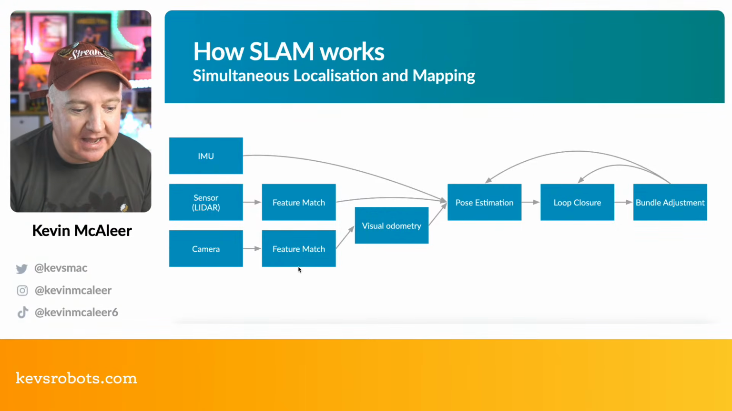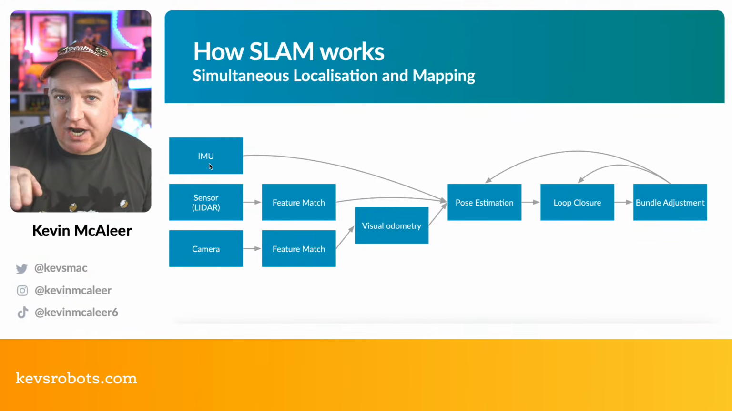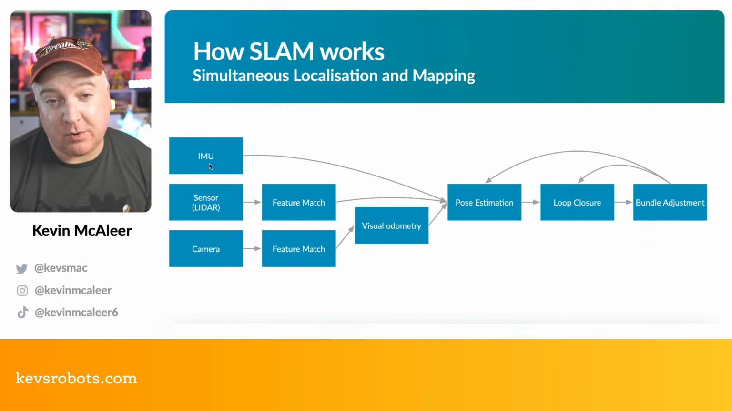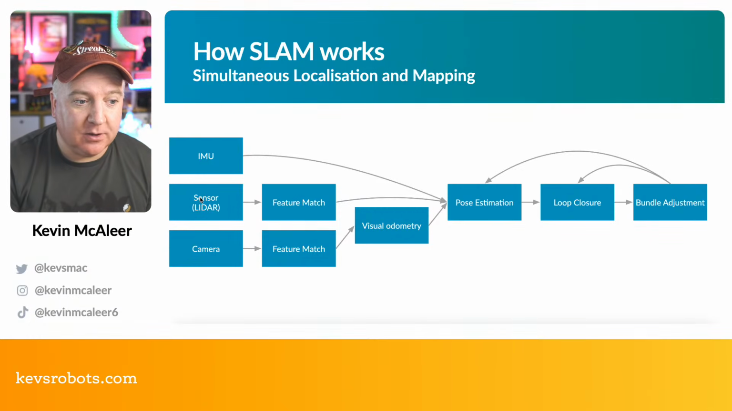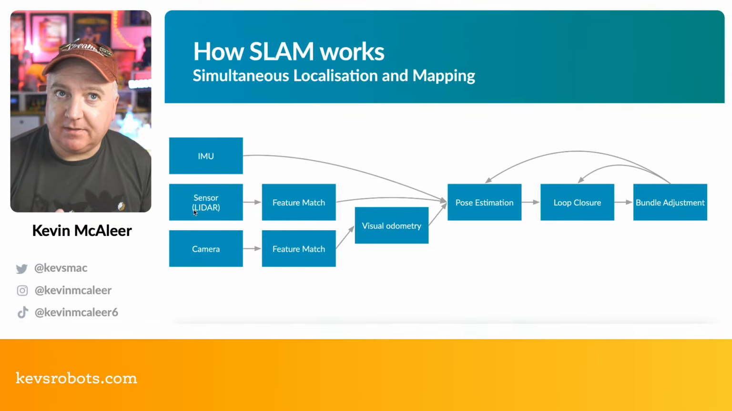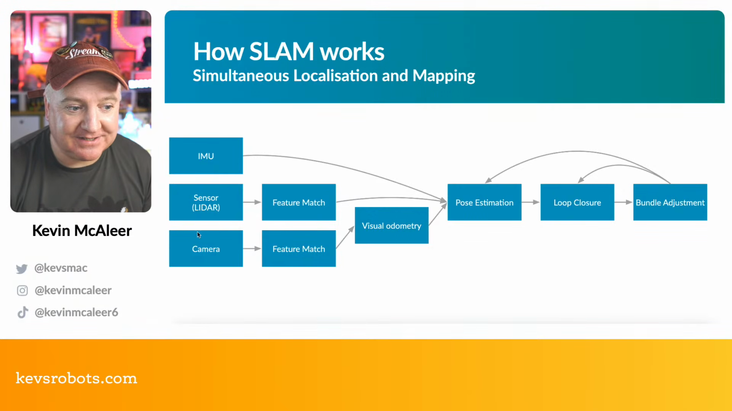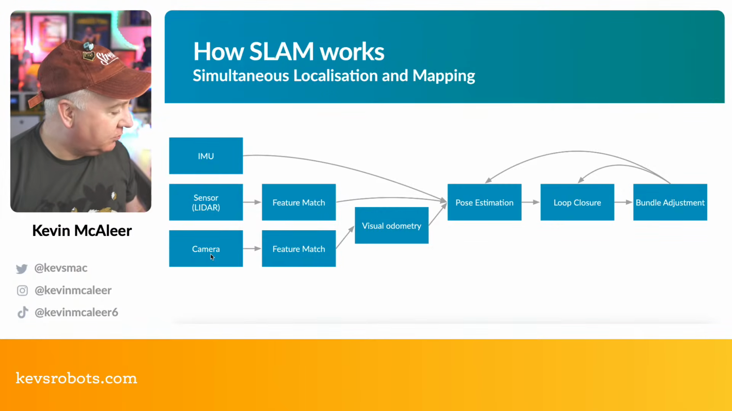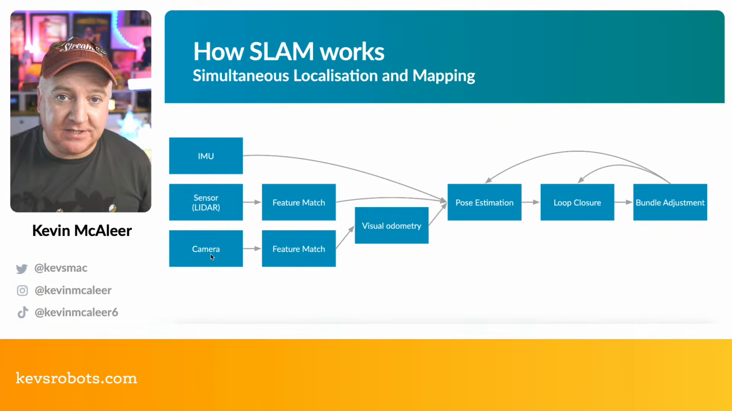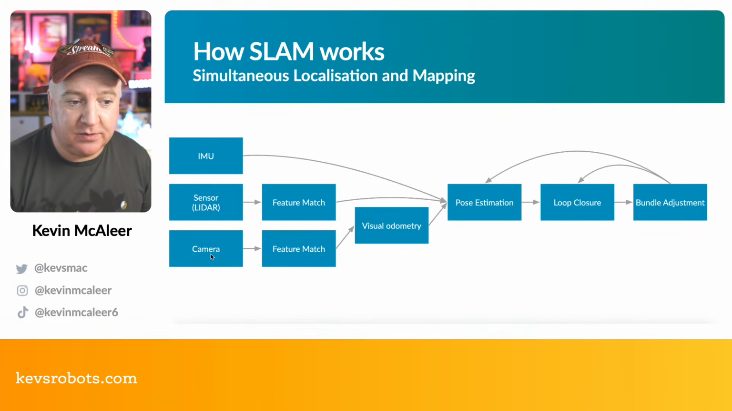So we've got our IMU, we've got our telemetry information about our gyroscopes, our accelerometer, our digital compass, possibly even like a GPS. We've got our sensor data, in this case a LiDAR, but it could also be sonar information, or other sensor data such as that. And we can also have a camera. So our robot has a camera on the front of it so it can see the environment. We can also bring in that data and use that as well.